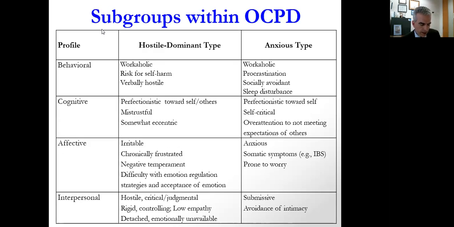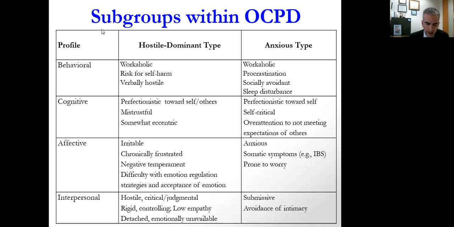So in the years of working with these patients, it's become clear to me that there's heterogeneity within this group that we call OCPD. What that means is that I tend to see different types of OCPD. One thing I've started to think about is that perhaps there's a hostile dominant type of OCPD and then a more anxious type of OCPD.